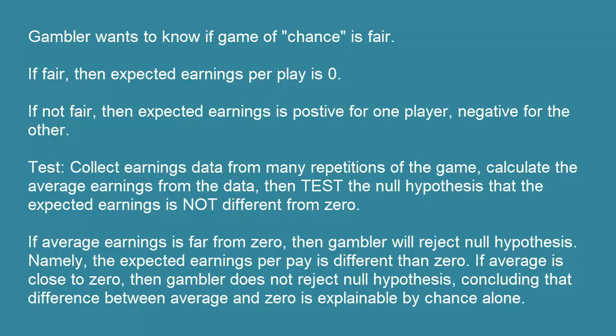Now, if the average earnings from the sample data is sufficiently far from 0, then the gambler will reject the null hypothesis and conclude the alternative hypothesis, namely that the expected earnings per play is different from 0. So if the average earnings from the sample data is close to 0, then the gambler will not reject the null hypothesis, concluding instead that the difference between the average from the data and 0 is explainable by chance only.